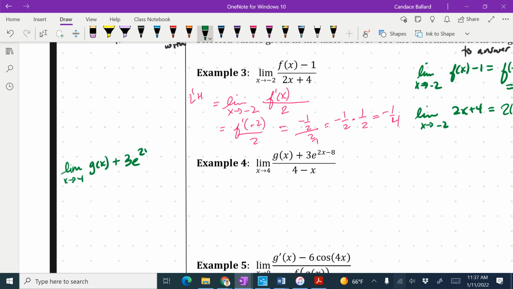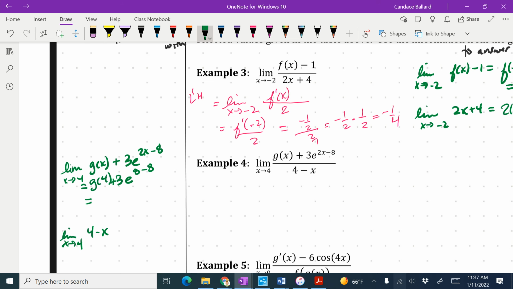So 3e to the 2x minus 8. And then I also need to find the limit as x approaches 4 of 4 minus x. Okay, so I'm going to go ahead and direct substitute in. G of 4 equals 3e. Let's do a little bit in our heads. What's 2 times 4? 8. I forgot a plus sign. So 8. There we go.